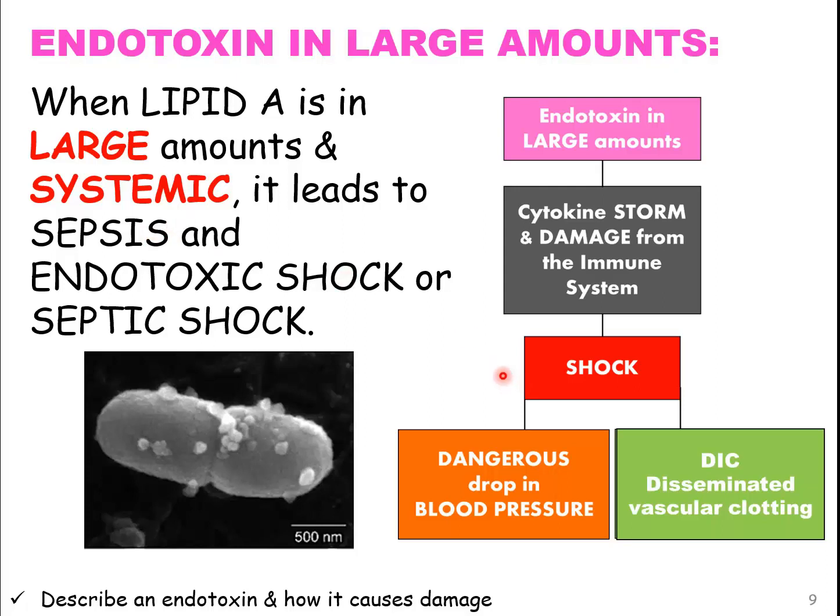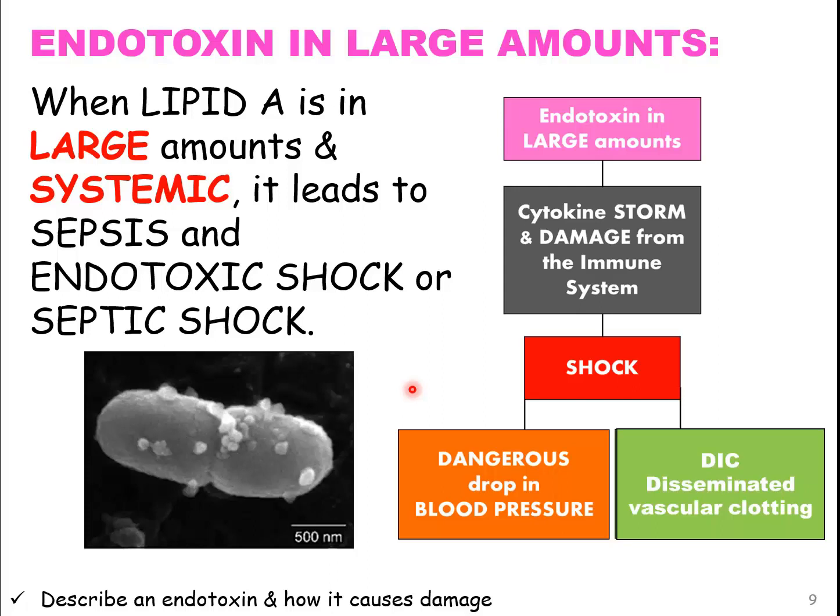And then if it goes further, in this case, we're going to call it endotoxic shock or septic shock. And we become shocked when there's that dangerous drop in blood pressure because all those capillaries get leaky at once. So low blood volume, low blood pressure, and disseminated intravascular clotting is going to damage organs and cause them to shut down.